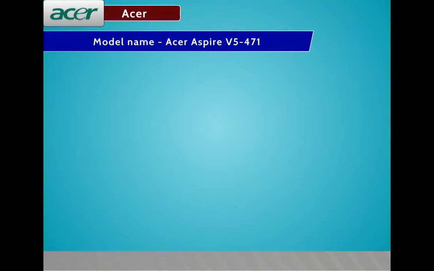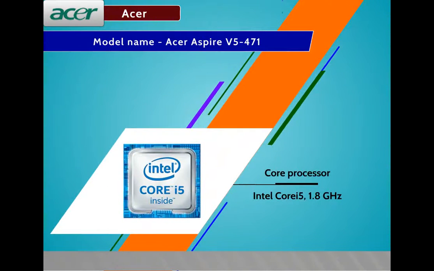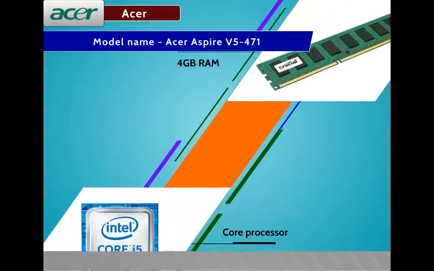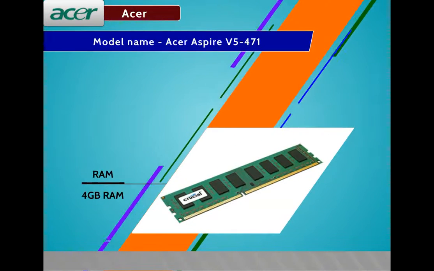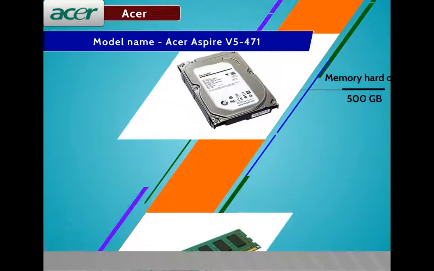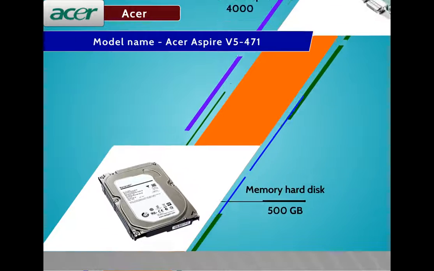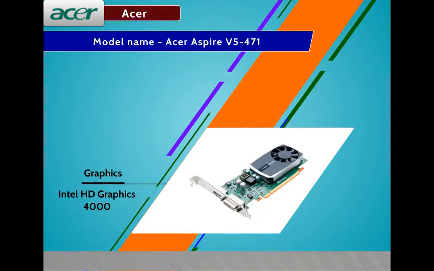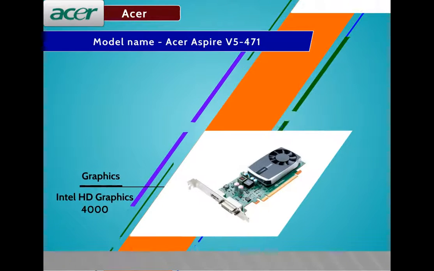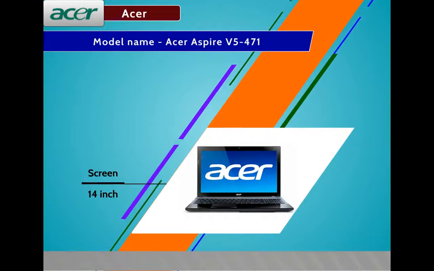Model name, Acer Aspire V5-471. Core processor, Intel Core i5 1.8 GHz. RAM, 4 GB RAM. Memory hard disk, 500 GB. Graphics, Intel HD graphics 4000. Screen, 14 inch.